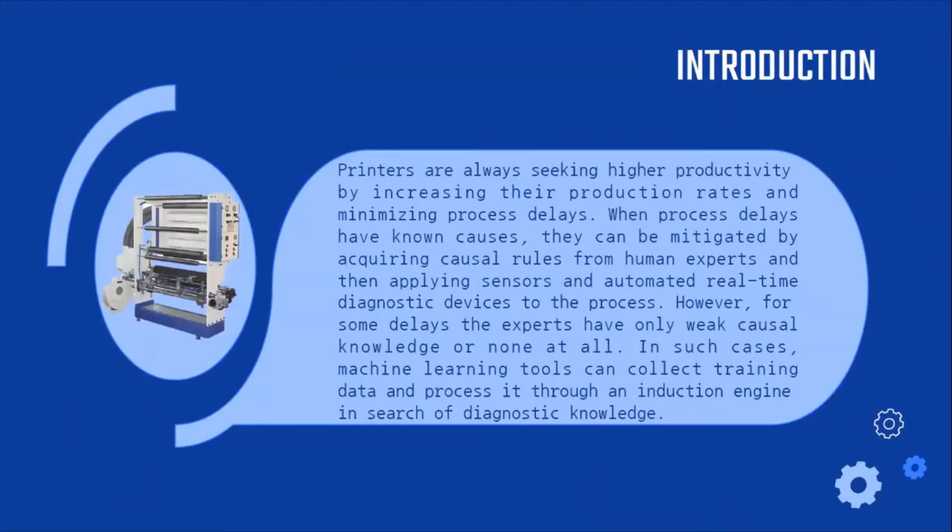The CylinderBands dataset concerns printers of rotogravure printing. Printers are always seeking higher productivity by increasing their production rates and minimizing process delays. When process delays have known causes, they can be mitigated by acquiring causal rules from human experts and then applying sensors and automated real-time diagnostic devices to the process. However, for some delays, the experts have only weak causal knowledge or none at all. In such cases, machine learning tools such as Reka can collect training data and process it through an induction engine in search of diagnostic knowledge.